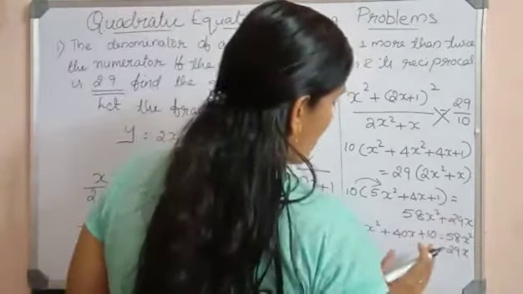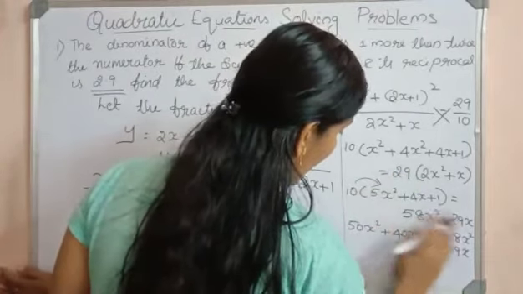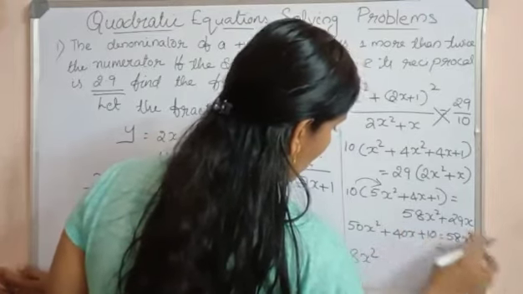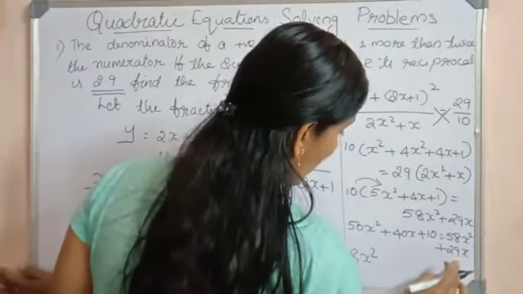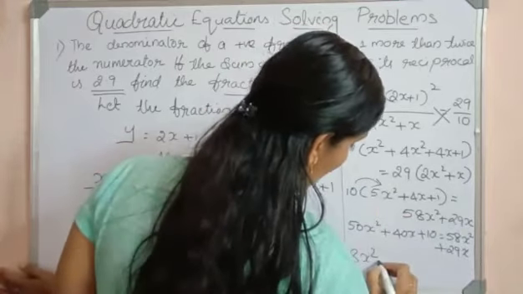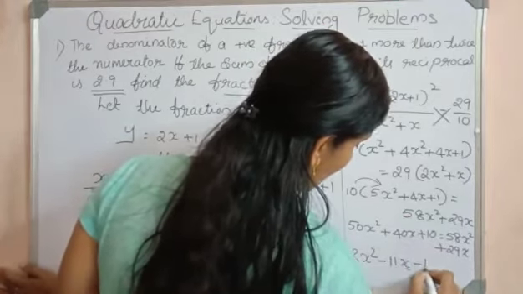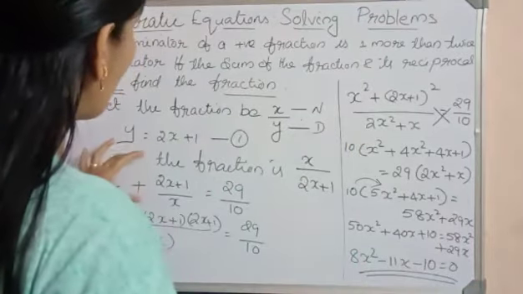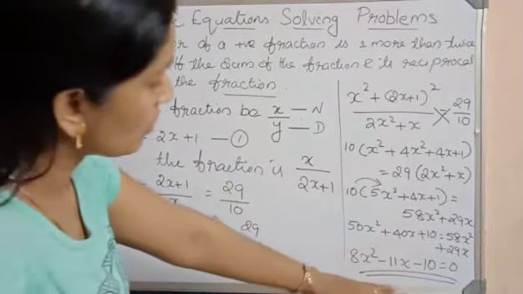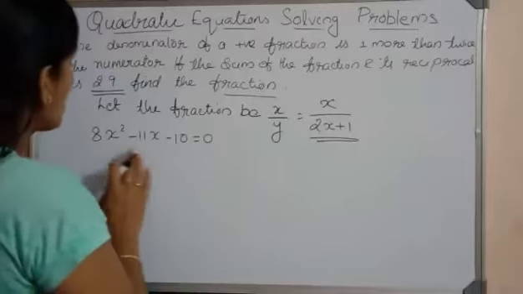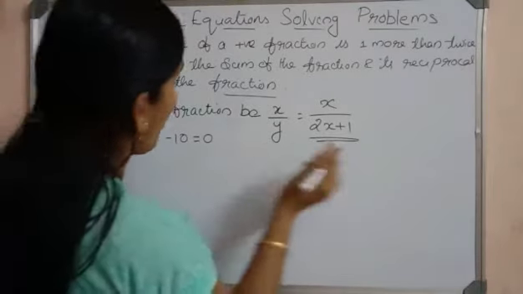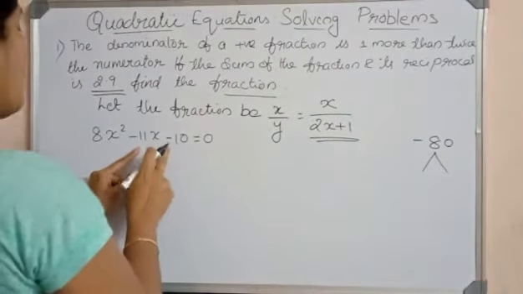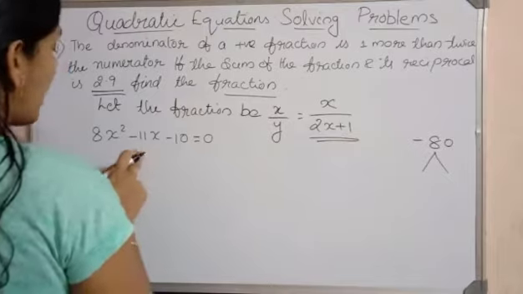On further simplification, bringing all the terms to one side, we will get 8x square. 58x square minus 50x square is 8x square, plus 29x minus 40x is minus 11x, minus 10 is equal to 0. So we can simplify the given expression into a quadratic equation form. On solving this quadratic equation, the product is minus 80 and the sum is minus 11. Minus 10 into 8 is minus 80 is the product and minus 11 is the sum.